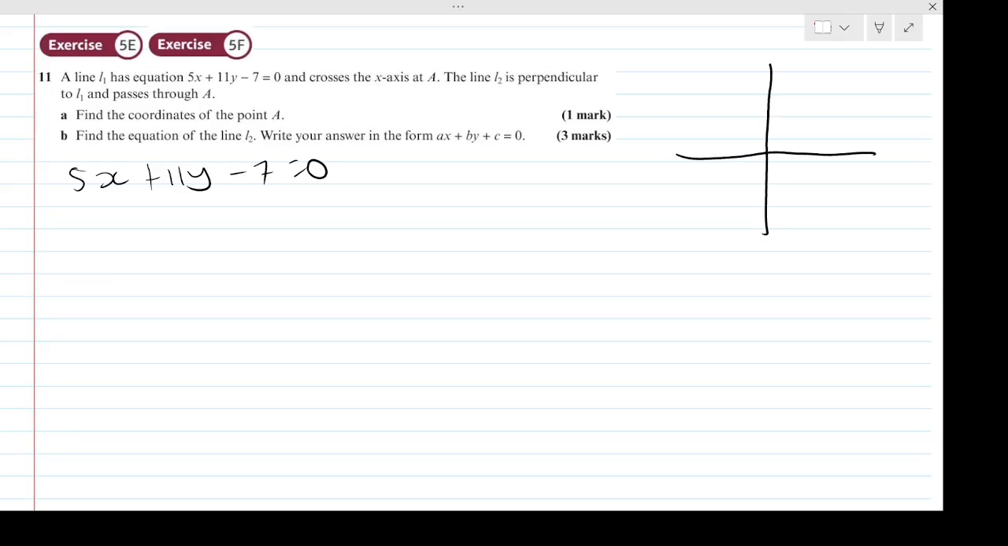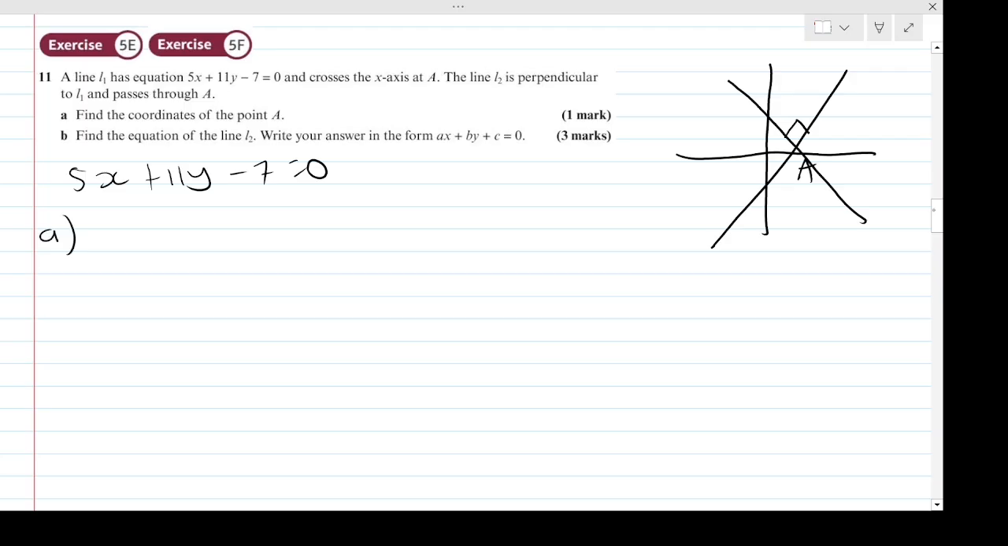So we're given this line L1, which crosses the x-axis at A. I don't know what the gradient would look like, so let's just draw a generic line, say up there. It crosses the x-axis at A. Then the line L2 is perpendicular to L1 and passes through A as well. If it's perpendicular, it's going to look like that, with a right angle there. So that's the situation. First of all, it's asking us to find the coordinates of A.